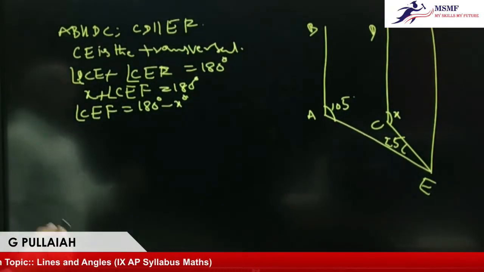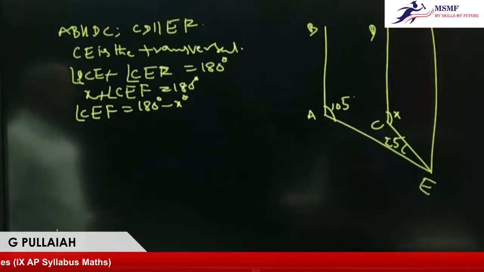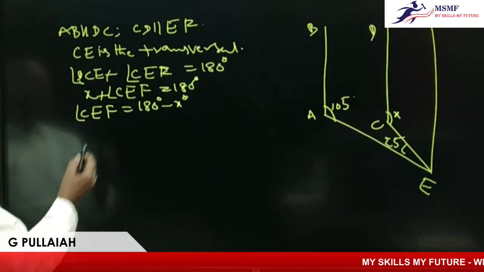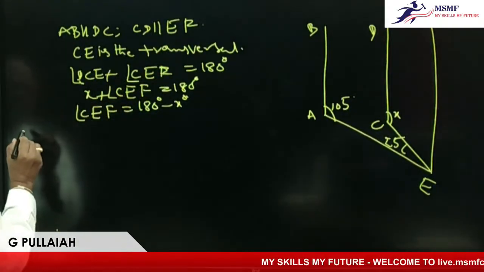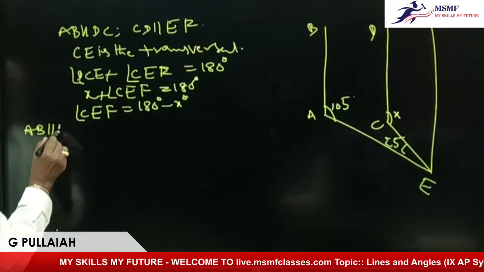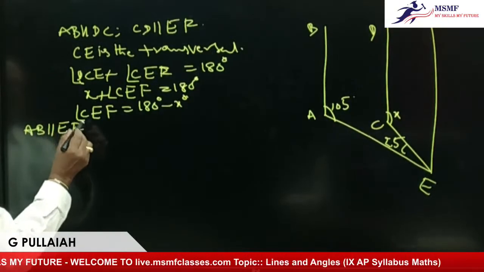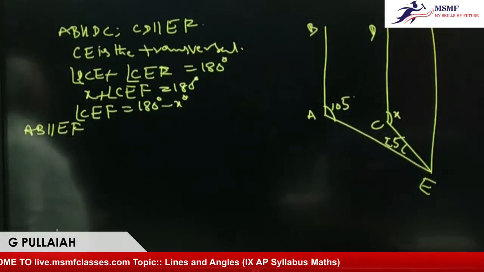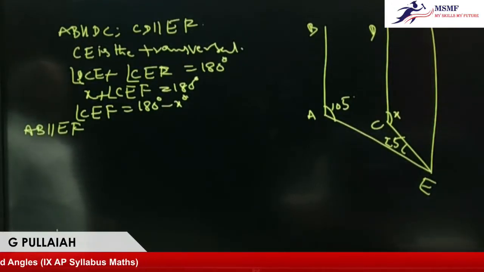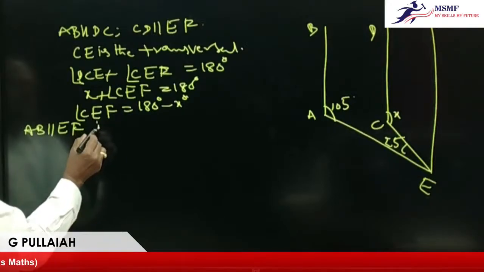Okay, it is also given that AB is parallel to CD and CD is parallel to EF. Therefore, you can say AB is also parallel to EF. AB is also parallel to EF. If AB is also parallel to EF, we can consider AE as a transversal.